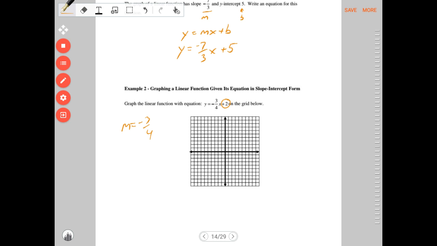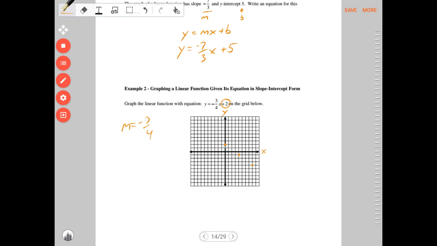That's the y-intercept. So remember, there's the y-axis, there's the x-axis. If the y-intercept is plus 2, so 1, 2, that is a point on the graph. That's our starting point. And then from there, I go down 3, 1, 2, 3, and right positive 4, so 1, 2, 3, 4. So there's another point on our graph. I can do it again: 1, 2, 3 down, 1, 2, 3, 4 right.